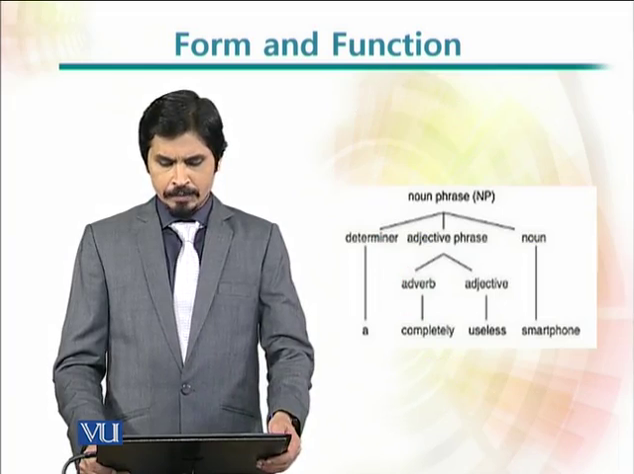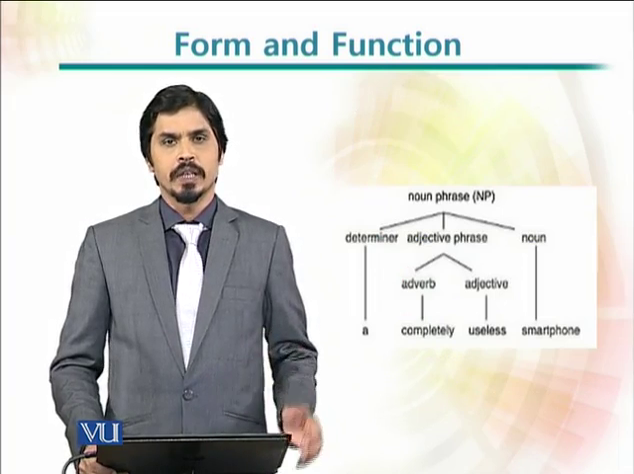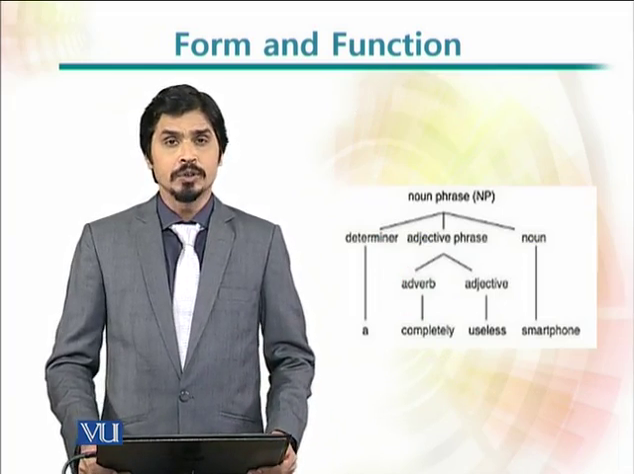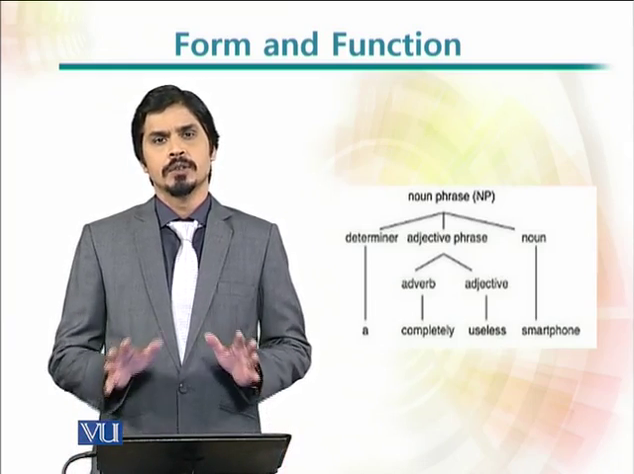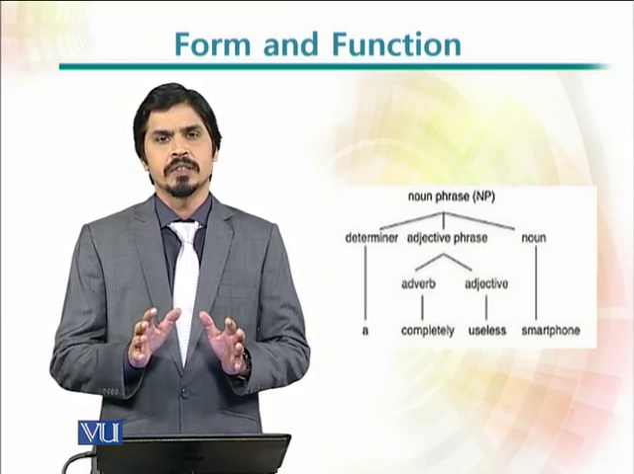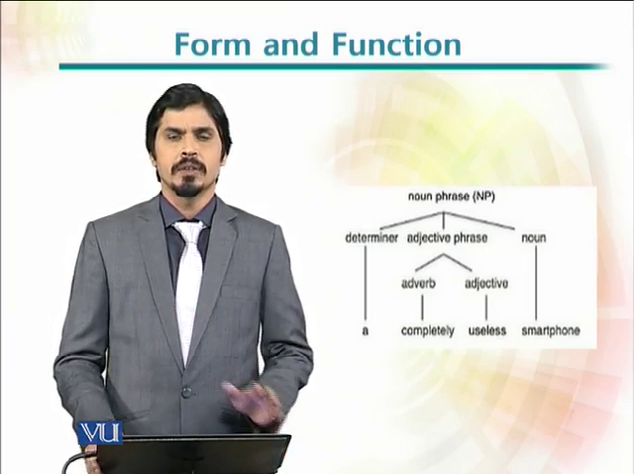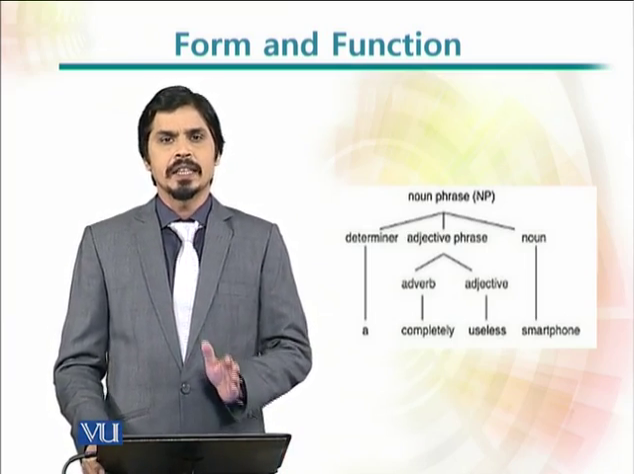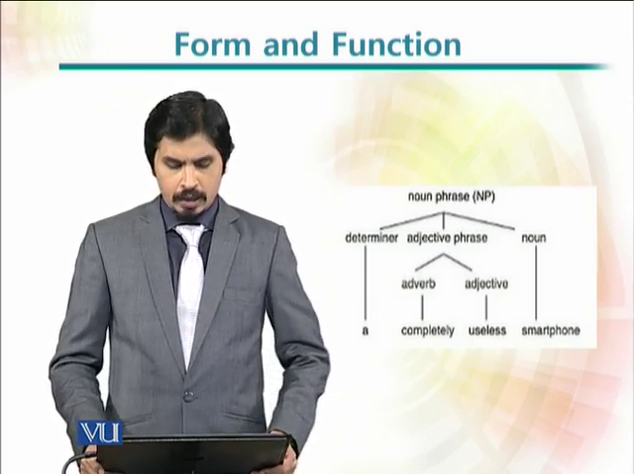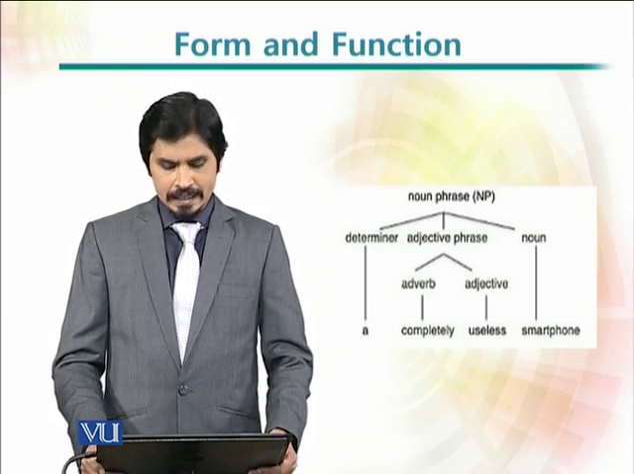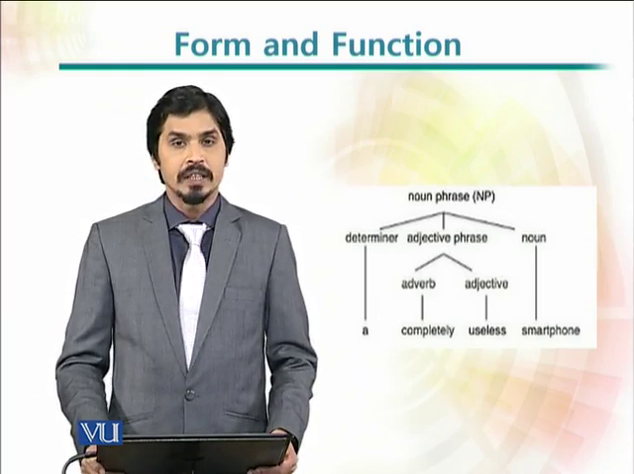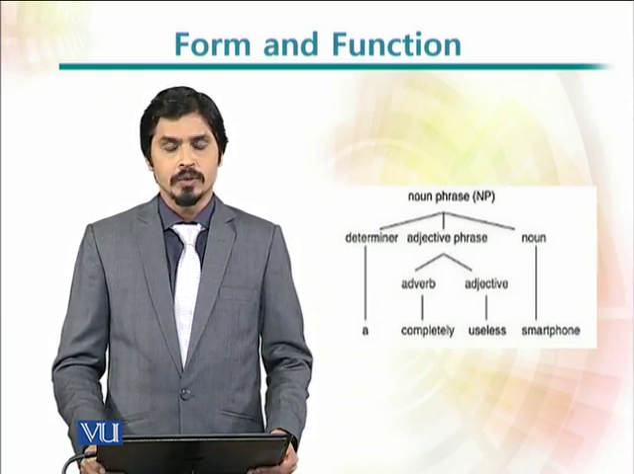Just look at this example of a noun phrase, a completely useless smartphone. You see how this could be explained through a tree diagram. A is a determiner, which is right at the beginning and adds to the making of the noun phrase. You just look at the top. Completely is an adverb, useless an adjective, and smartphone the noun.